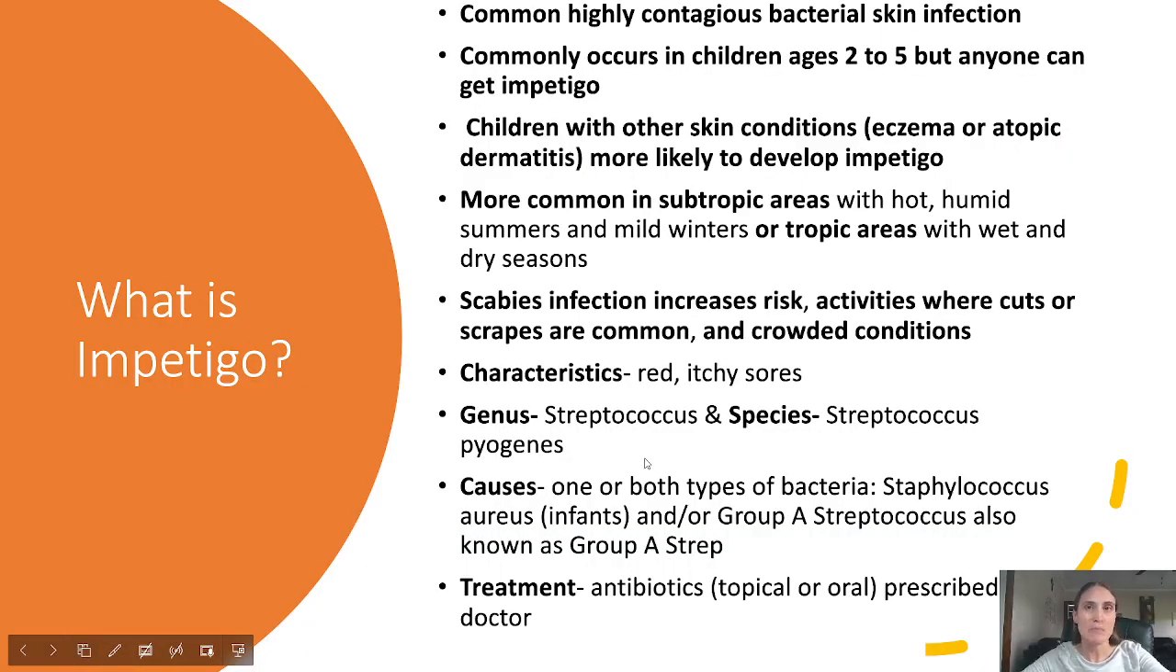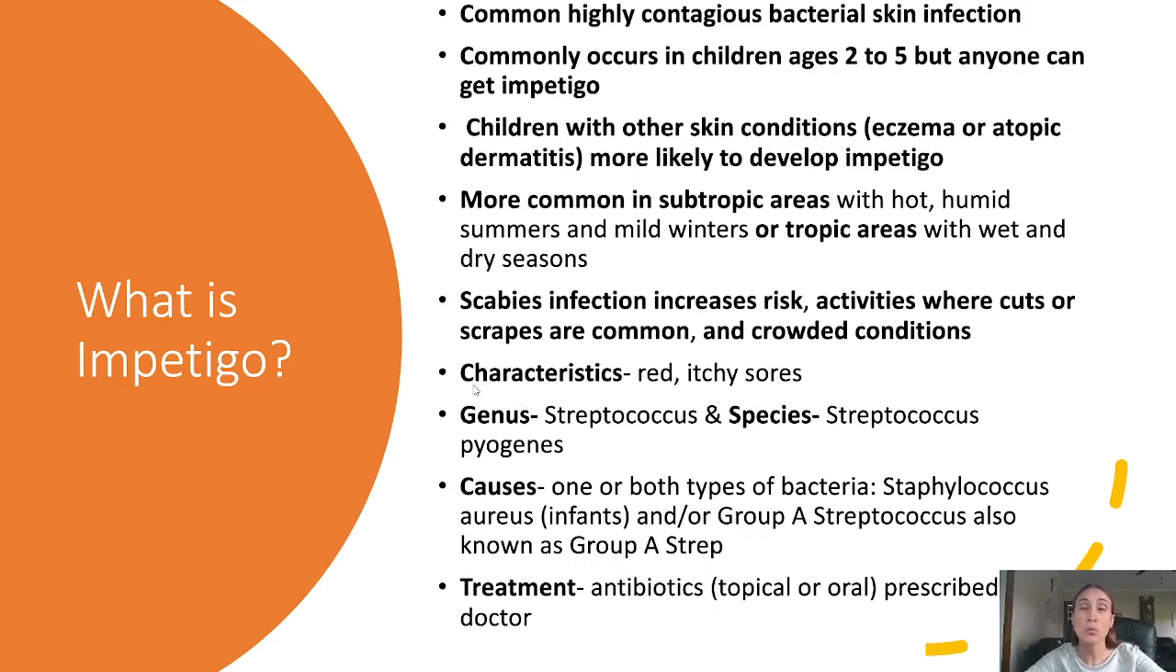First of all, what is Impetigo? It is a common, highly contagious bacterial skin infection. It commonly occurs in children ages 2 to 5, but anyone can get impetigo. Children who have other skin conditions like eczema and atopic dermatitis are more likely to develop this as well. It's more common in the subtropic or tropical areas. Scabies can increase the risk of infection, as well as living in crowded conditions, as well as being involved in activities that allow you to get cuts and scrapes more often.